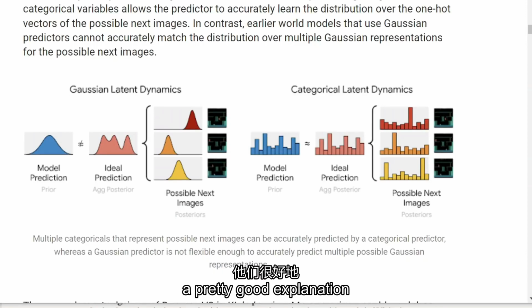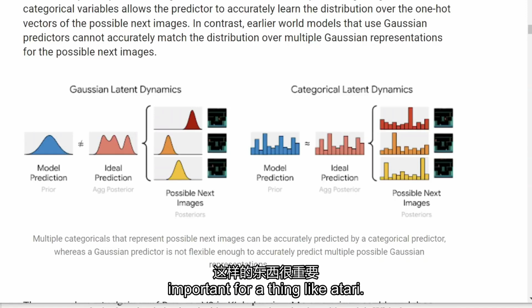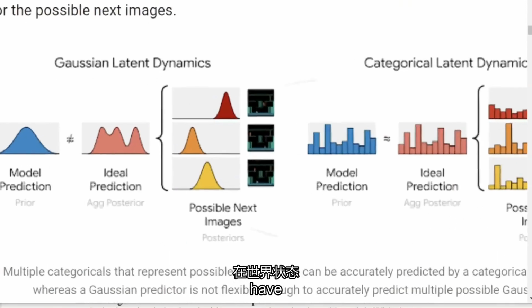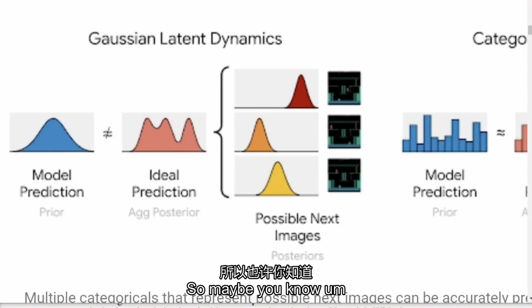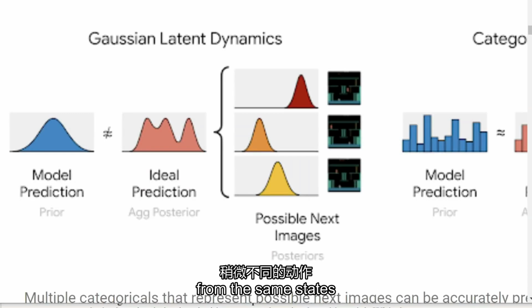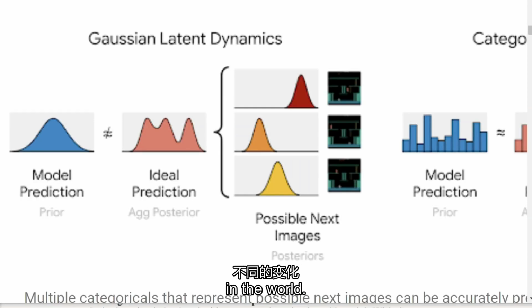They have a pretty good explanation of why categorical variables might be important for a thing like Atari, and that is because sometimes you have pretty big junctures in the world state. So maybe you do very similar actions, or maybe slightly different actions from the same states, but the slightly different action results in different changes in the world, and that means your prediction has to capture all of that.